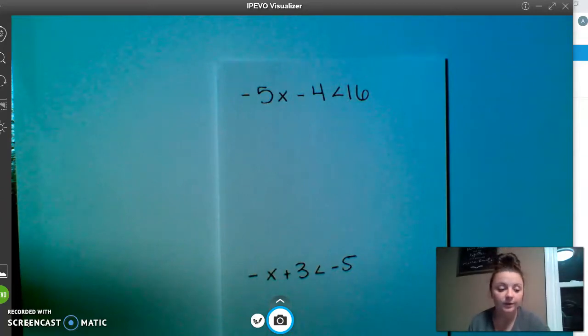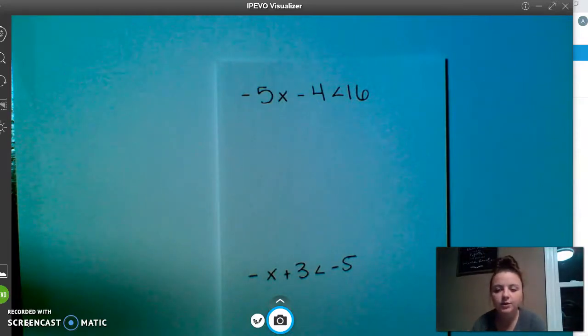So what we're going to do first is review some two-step inequalities that you guys did last week, or maybe the week before, and make sure that any common misconceptions are cleared up, and then we're going to go through and do a quick example before you go on and do your independent practice.